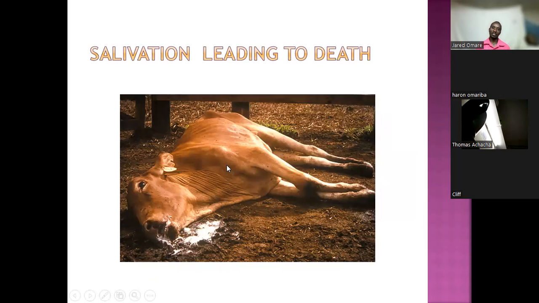And the last one is salivation. Salivation from the mouth. The cow discharges saliva, a lot of it. And that's the last stage, whereby once the cow has reached this stage of salivating so profusely from the mouth, that's the point of no return. And definitely, as you can see, now the cow is dead.